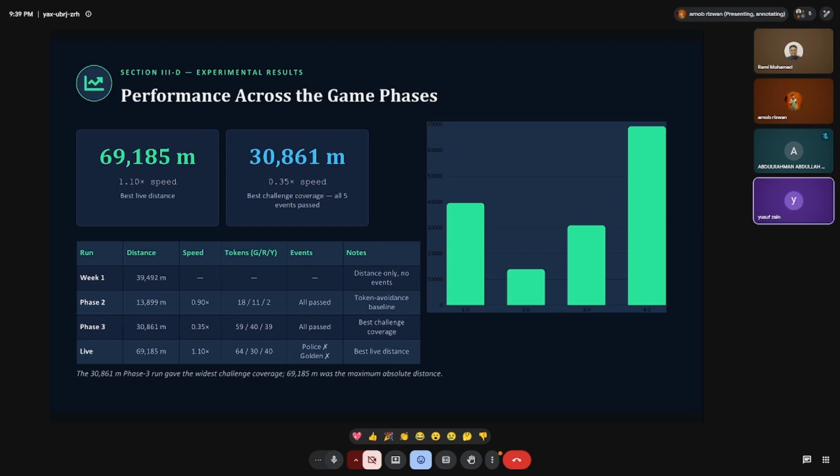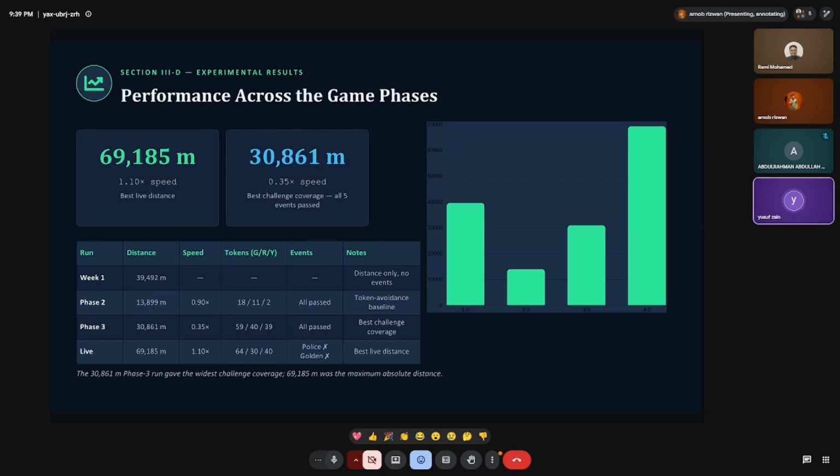All the events passed with 30,000 meters, and the speed is 0.9. This was the token avoidance baseline. The third phase, we focus on the best challenge coverage, where the distance went to 30,000 meters and the speed 0.35, with all events passed. The tokens were focused on the green, the most at 159, and the red is 40 and the yellow is 39, which is kind of bad because the difference between the green and red is very close, and the speed is 0.35.